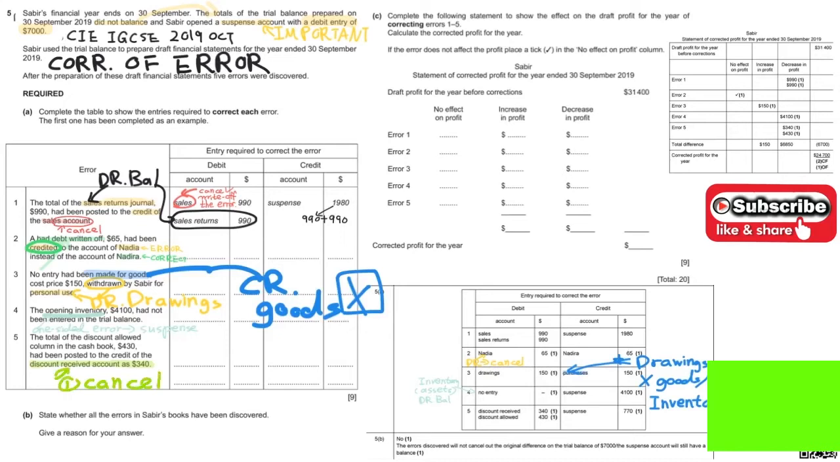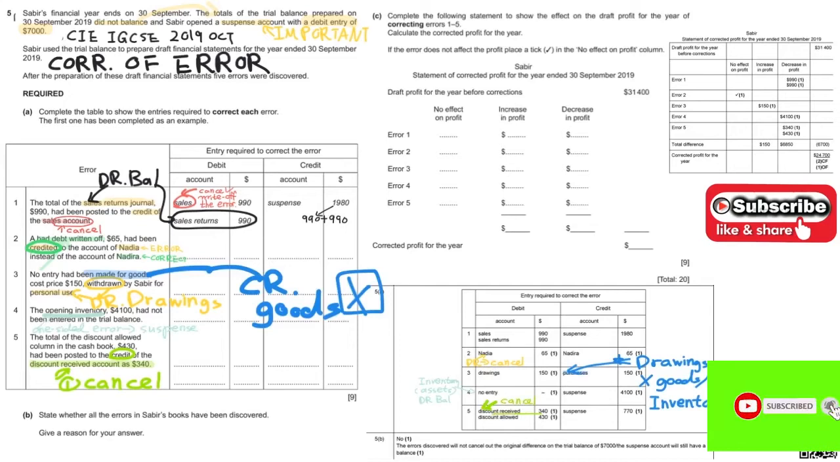So how do we cancel that? They have put it on the credit side. So what do we need to do? We need to do it on the debit side to cancel it. So that's the first thing we have to do.